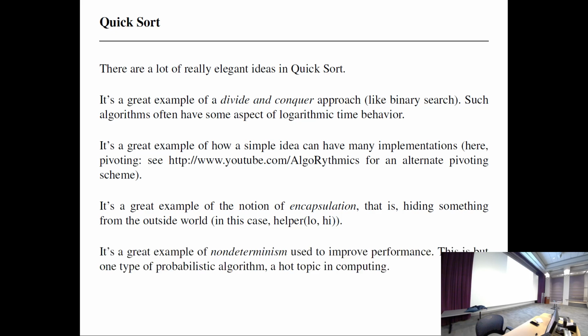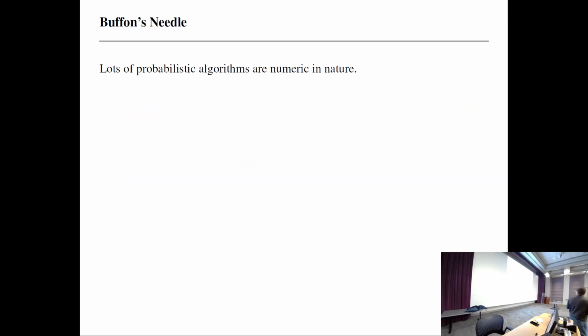And finally, it's a great example of how I can use non-determinism to improve performance. And these are one type of probabilistic algorithms. When we meet again on Wednesday, we're going to see another type of probabilistic algorithm, something called Buffon's needle. And that's a different kind of use of randomization, but that'll be our next topic.